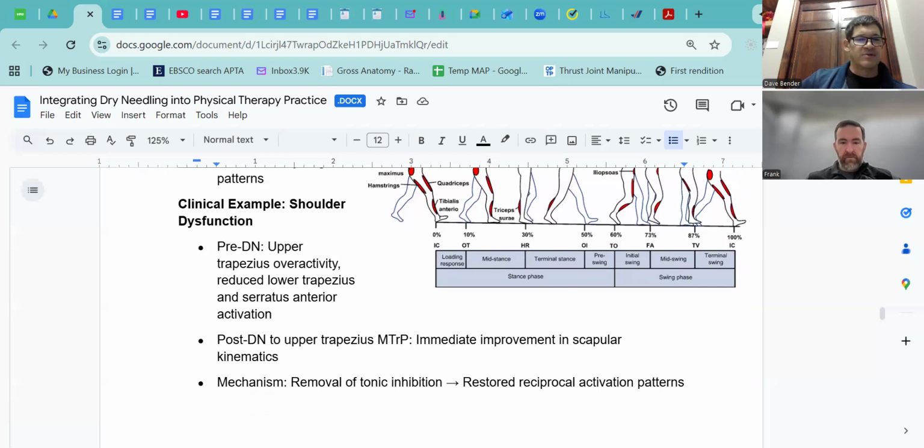The clinical example, let's look at shoulder dysfunction, pre-dry needling. We have upper trapezius overactivity with reduced lower trapezius and serratus anterior activation. So facilitated upper trap. This may be somebody with an elevated scapula. So it's more pure elevation up, facilitated upper trapezius. Post-dry needling, down ramping upper trapezius tone and probably normalizing it as we do elevation.